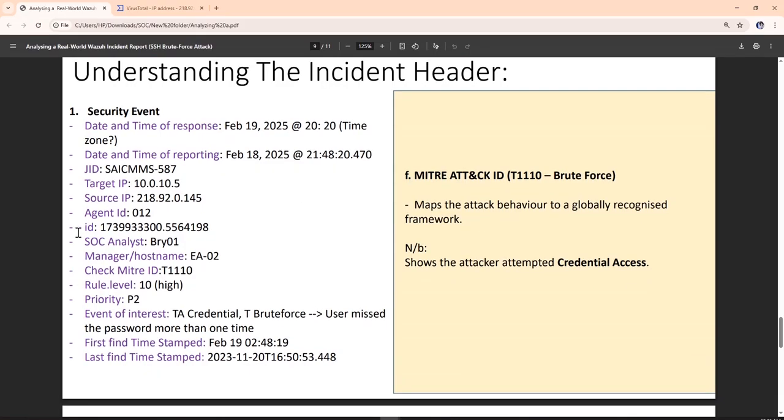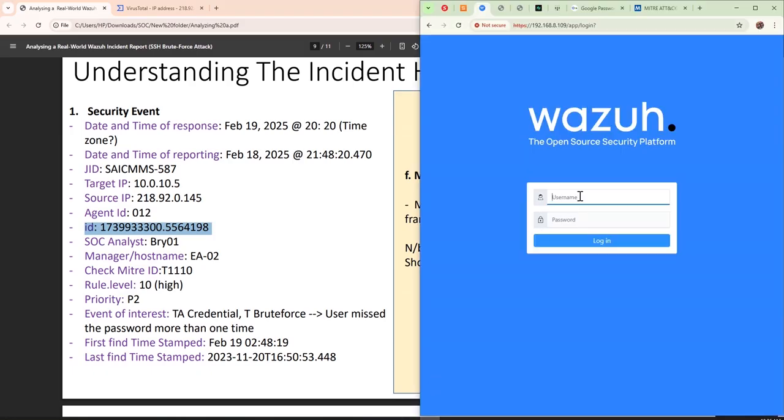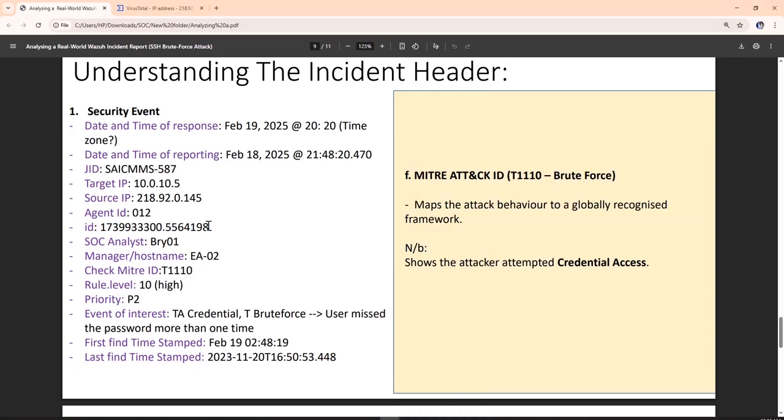Then we are here at the MITRE tactics ID. The SOC analyst is already you, your manager, host name, where you are under. The ID is the ID of that incident in Wazuh. For example, I have not logged in. Every incident in Wazuh has an ID, so you use that ID to find it in Wazuh.